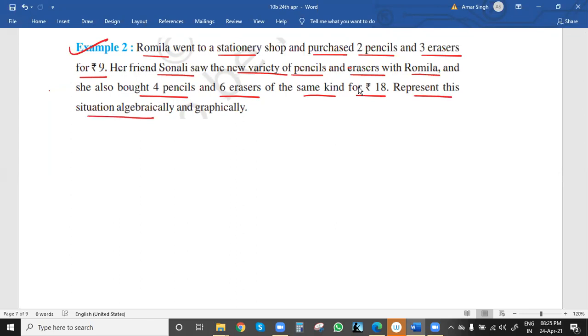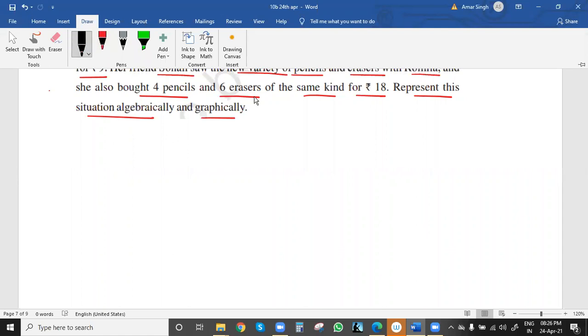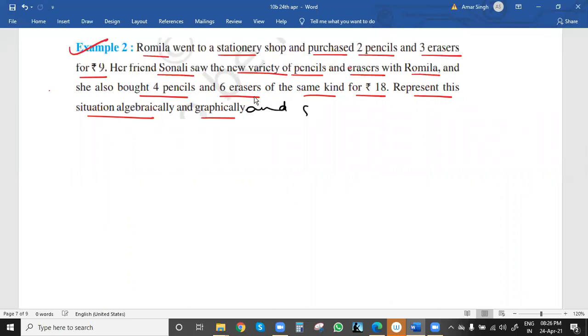Represent this situation algebraically, and then graphically also. Here we'll solve also. Solving means to find the values of the unknown variables x and y. So here the unknowns will be the price of one pencil and the price of one eraser.